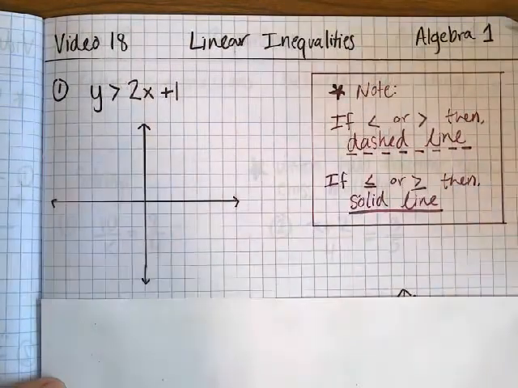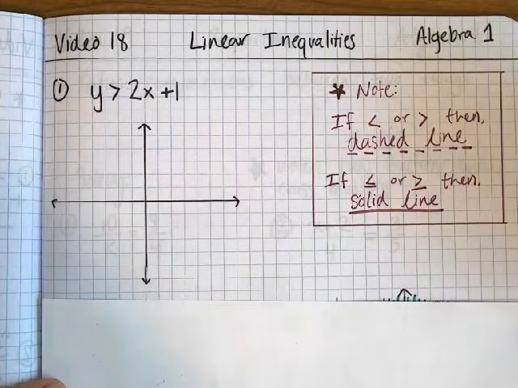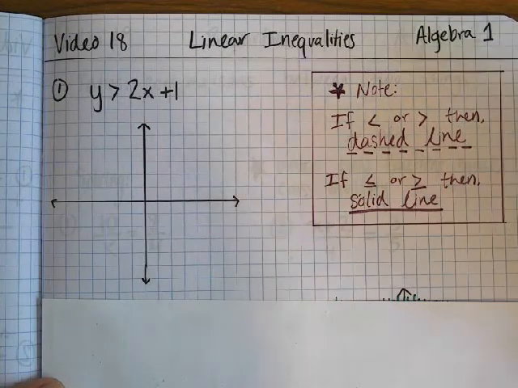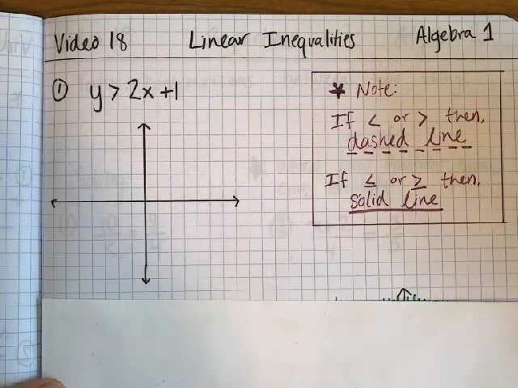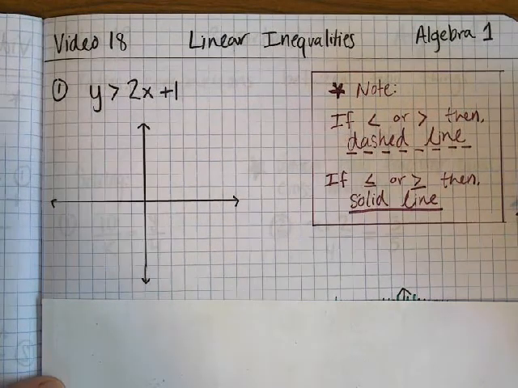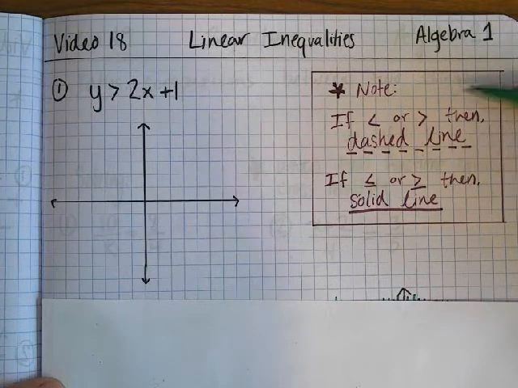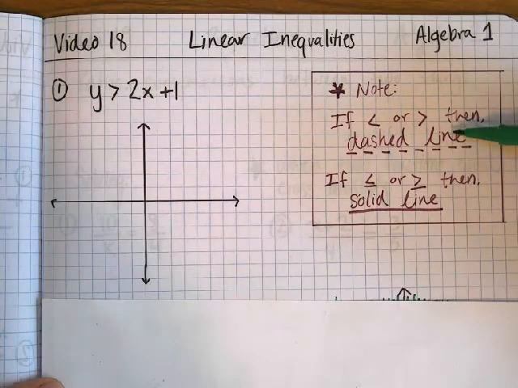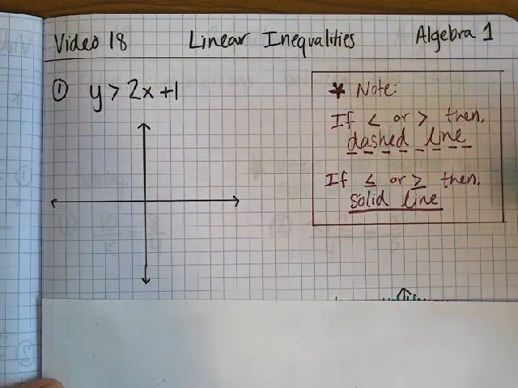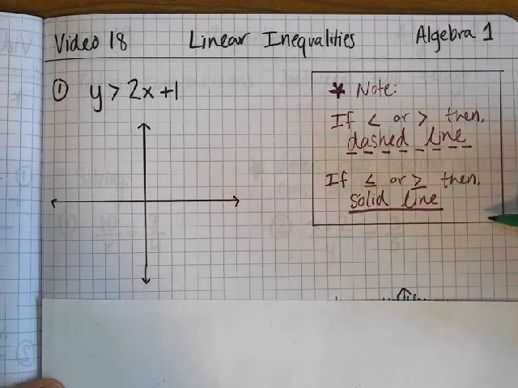Now, the one thing we need to take note of is how do I draw the line? This is the one thing that changes, okay? If it's just a less than or greater than, it's going to be a dashed line. If it's got that or equal to with it, it's going to be a solid line. And that's because if it doesn't have the or equal, it does not include the numbers on the line, okay? It's everything up to that line, but not on that line, okay?